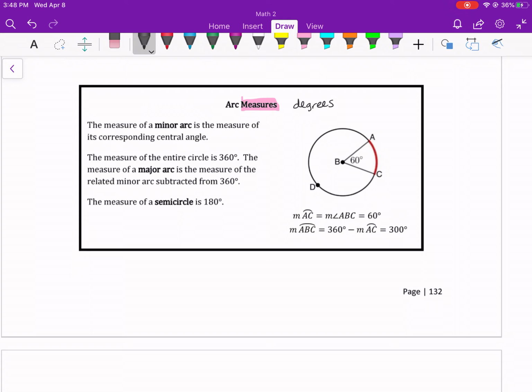When it comes to the minor arc, the smaller than a semicircle arc, the arc measure of that minor arc is always the exact same as the central angle. And for the major arc, you can find the major arc, like ADC, by subtracting 60 from 360. So you get the major arc is 300 degrees. The measure of a semicircle is always 180 degrees. That should make sense since the semicircle is half of a full circle and half of 360 is 180.